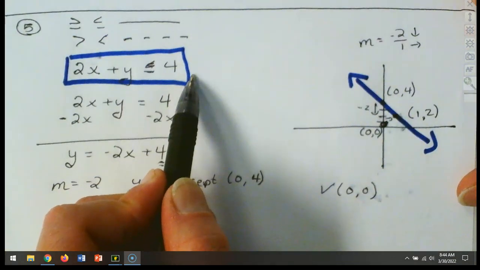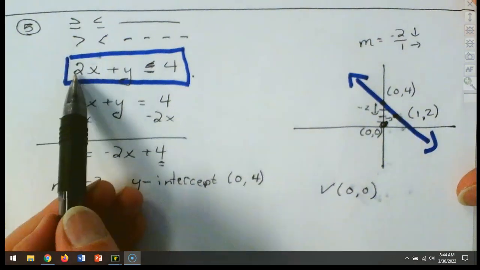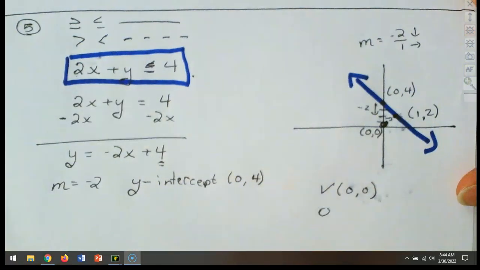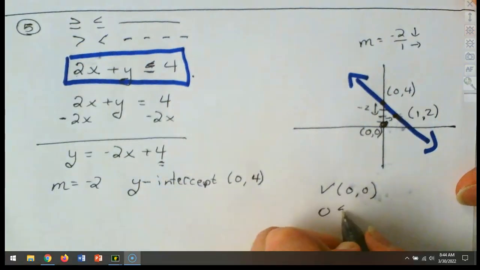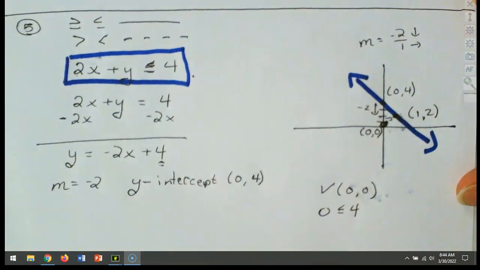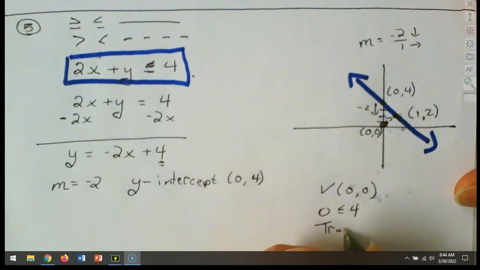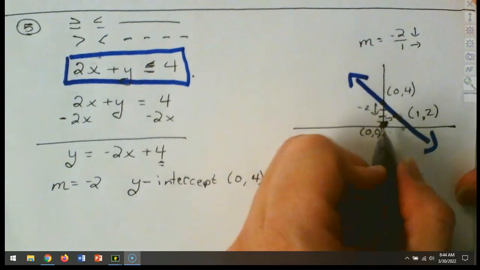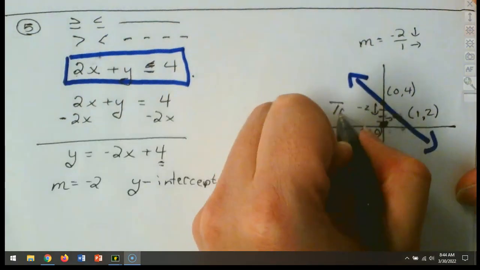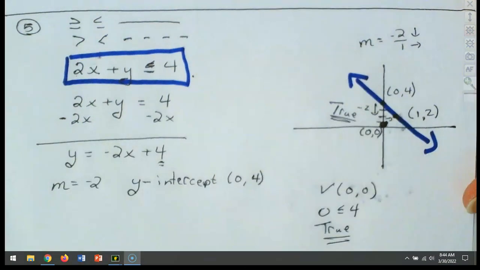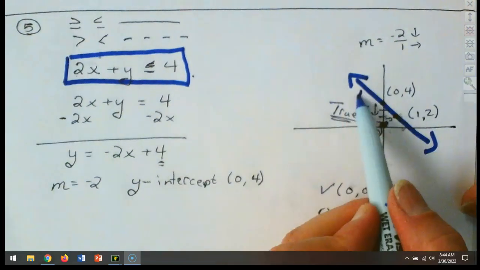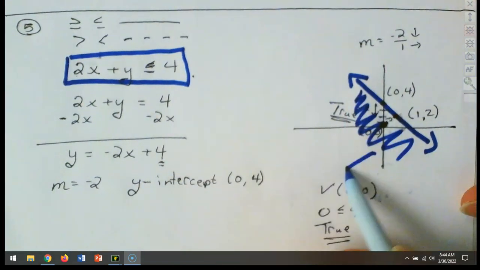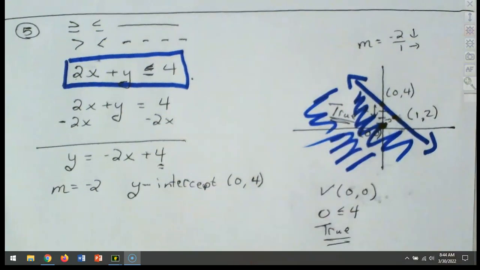And as you can tell, it's very, very easy to work with. If I plug 0 in for x and y, that makes the left-hand side 0. And is 0 going to be smaller than 4? Is 0 smaller than 4? Yep. So that would make that then true. Where's our 0, 0? It's below the line. So this half is true. And where do we shade? True side, which means it looks like that. Okay.